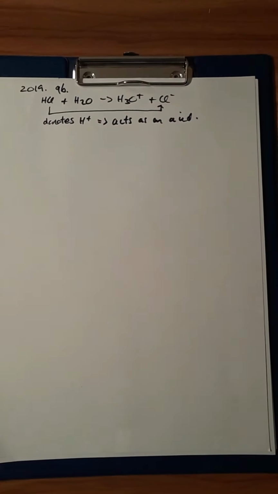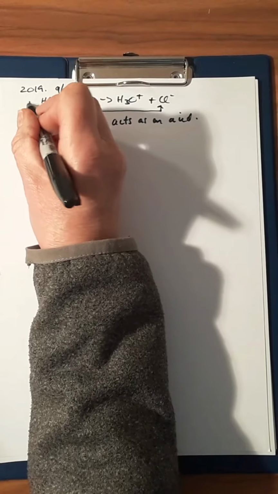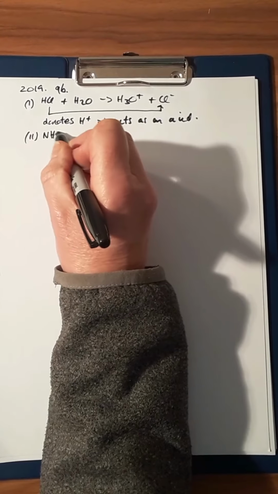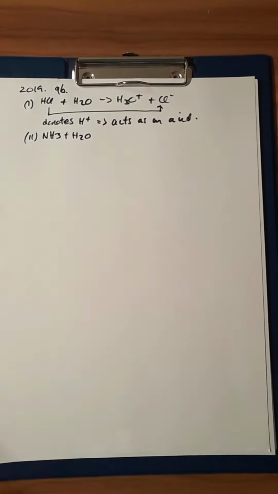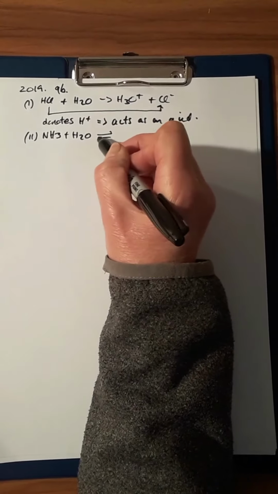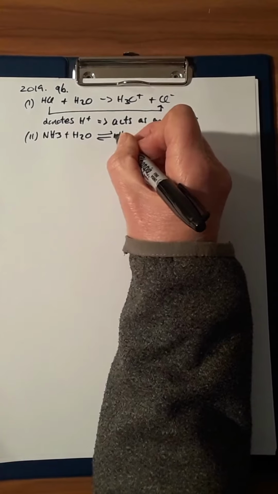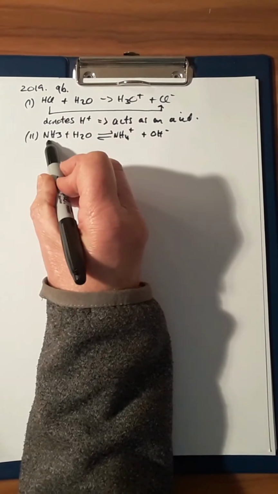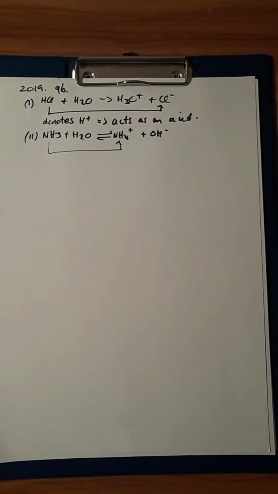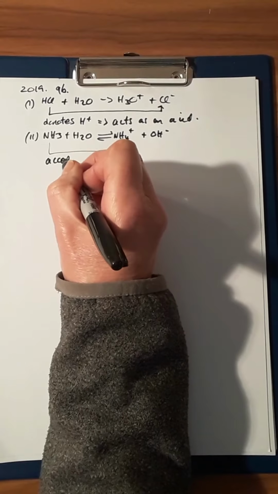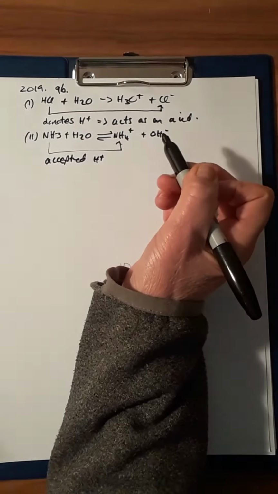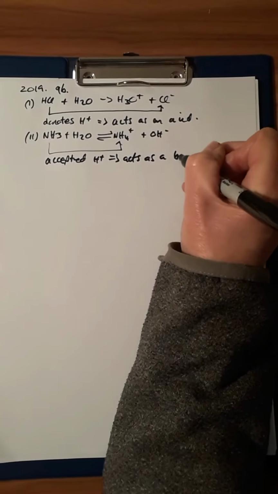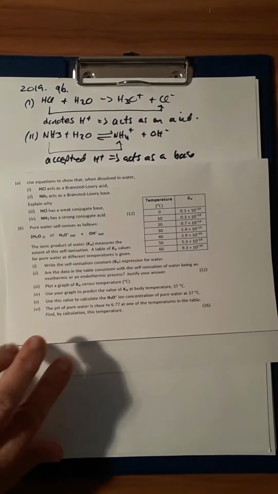The second part of the question says, show using equations that NH3 acts as a Bronsted-Lowry base. So NH3 into water. Now we know ammonia is a weak base, so if it's acting as a base, it's going to accept a proton, so it will become NH4 plus and OH minus. So the NH3 has become NH4 plus, so therefore it has accepted a H plus, which implies it's acting as a base. Okay, so that's the first two parts of the question.